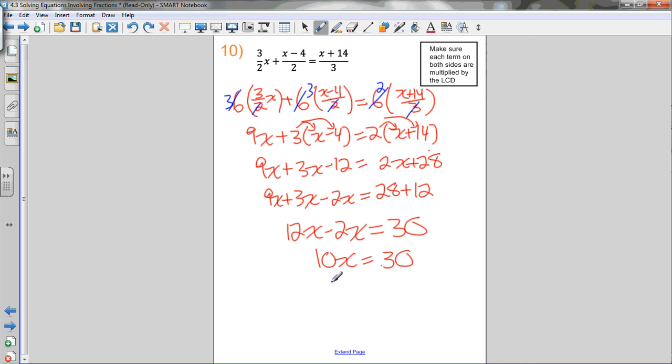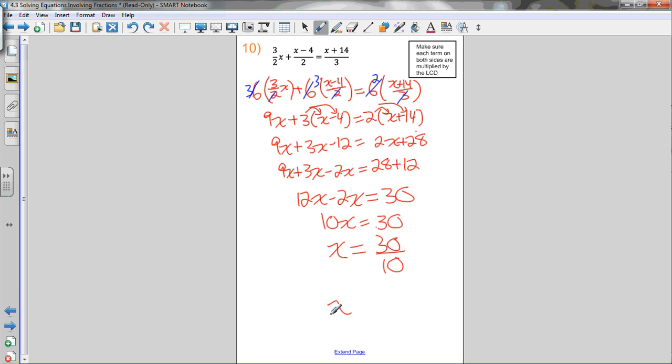Now isolate the x. I have 10 times x. The opposite of multiplying by 10 is dividing by 10. So to bring the 10 to the other side, I must divide by 10. So x equals 30 over 10. 30 divided by 10 is 3. So 3 is the solution to that equation. And don't forget, you can plug that back into your equation for x and make sure left side equals right side to make sure that that's the correct solution to the equation.